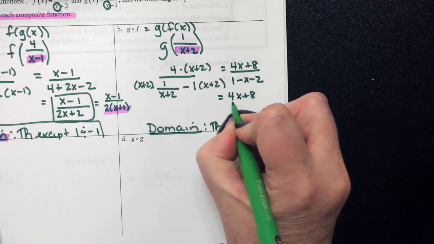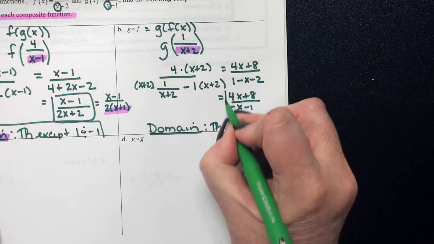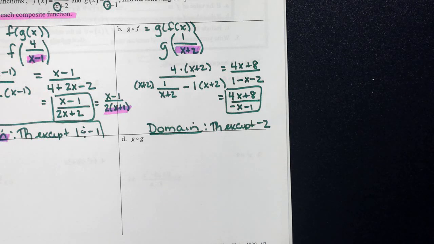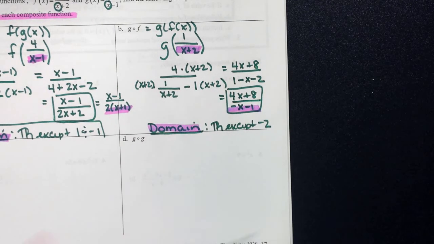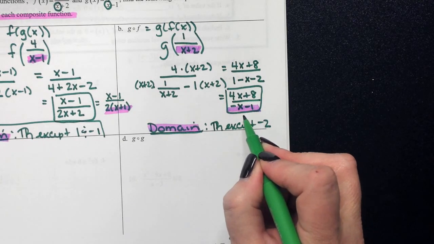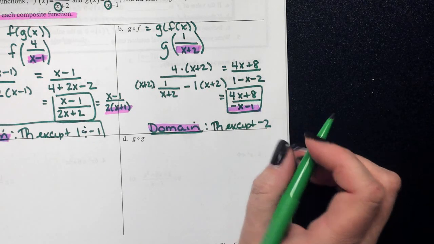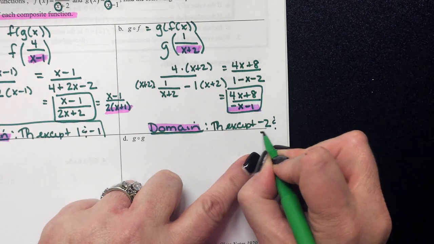So what's that denominator going to look like? It's going to be a negative x minus 1. Again, if you factor the 4 out of the top, that's absolutely fine if you write 4 parentheses x plus 2 as well. So now remember, you have to look at the domain of your final answer as well. So what's the domain of 4x plus 8 over negative x minus 1? Negative 1, yeah. Okay. So the domain of this problem is going to be all real numbers except negative 2 and negative 1.